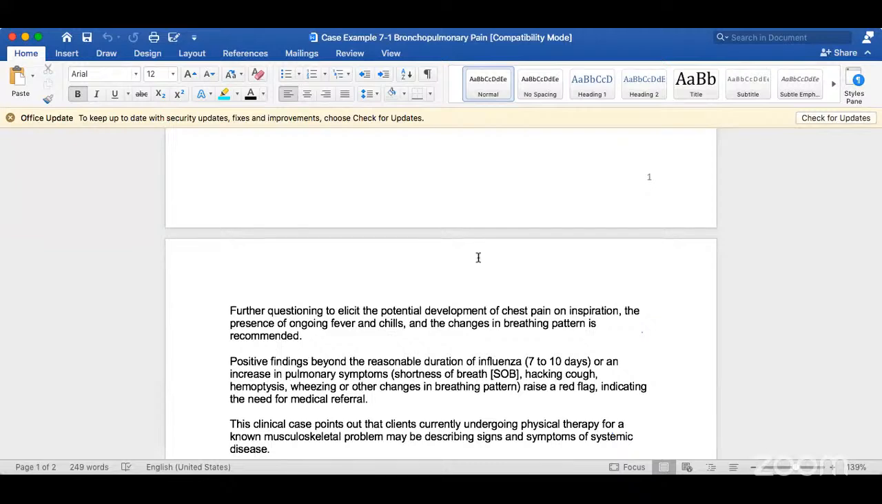Positive findings beyond the reasonable duration of influenza, 7 to 10 days, or an increase in pulmonary symptoms, shortness of breath, hacking cough, hemoptysis, wheezing, or other changes in breathing pattern raise a red flag, including the need for medical referral. This clinical case points out that clients currently undergoing physical therapy for a known musculoskeletal problem may be describing signs and symptoms of systemic disease.